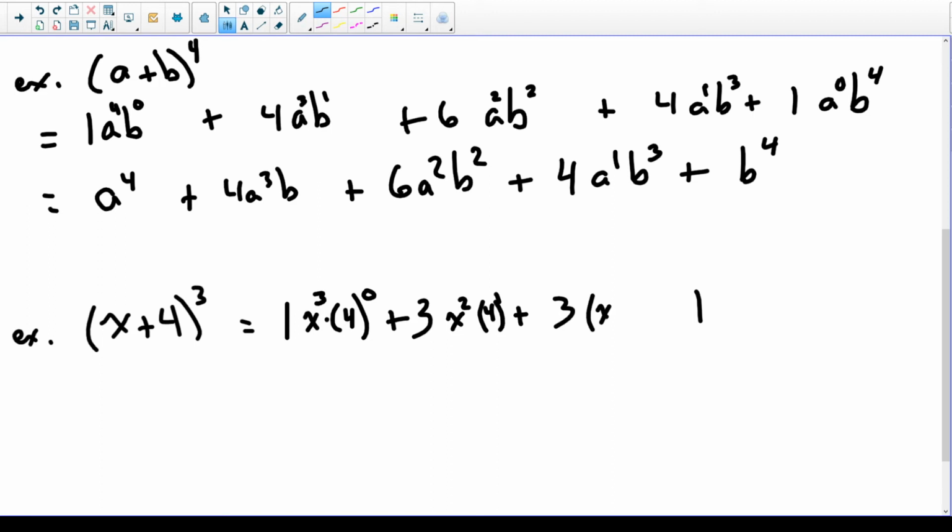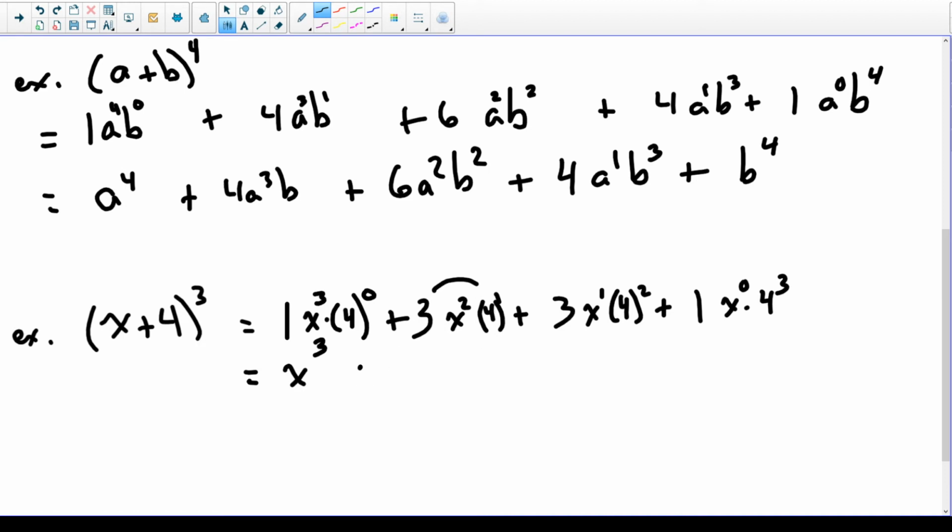We're going to do an x to the 1, 4 to the 2, and then an x to the 0, 4 to the 3. So what's going to happen here is some of the numbers are going to combine with the coefficient. So that 4 to the 1 and that 3 are actually going to combine together. So it's going to look a little bit different than the ones we did before, but it's not any more difficult. So what's the simplification of 1 x to the 3 times 4 to the 0? Well, 4 to the 0 is just 1, and it's 1 times x to the 3, so that's just x to the 3.